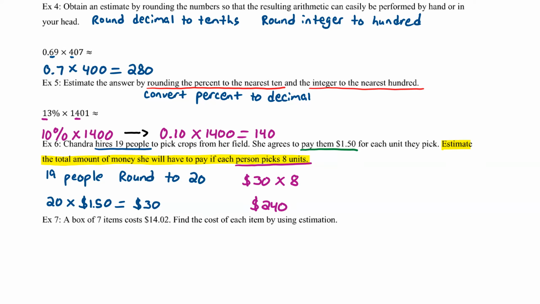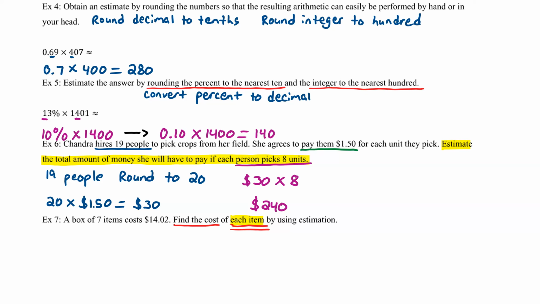Number 7, a box of 7 items costs $14.02. Find the cost of each item using estimation. So this one, we want to pay attention to the wording. Find the cost of each item. I'm underlining that and highlighting that by using estimation. So the box as a whole has 7 items and it's $14.02. We want the cost of each individual item. So we want to know how that grand total is being split up for each of the 7 items. So we are going to need to divide on this one. So that phrasing is extremely important here.